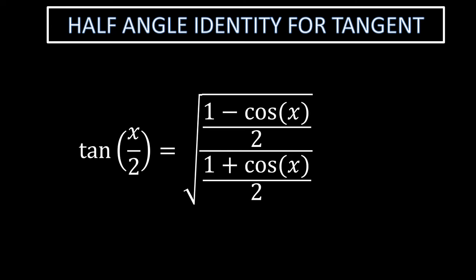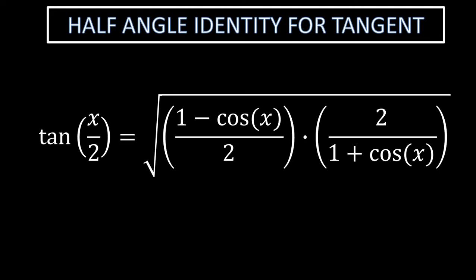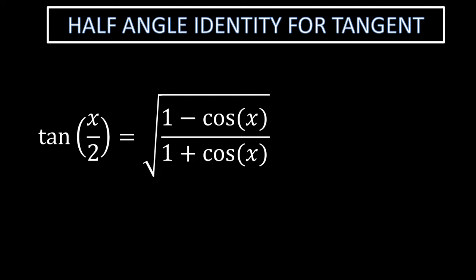And then, we have another property in rational expressions: a over b over c over d is equal to a over b times d over c. So if I apply that here, the expression will become like this. Then, as you can see, the 2 will cancel out. So, the expression now will look like this. And that's it. This is the first half angle identity of our tangent.